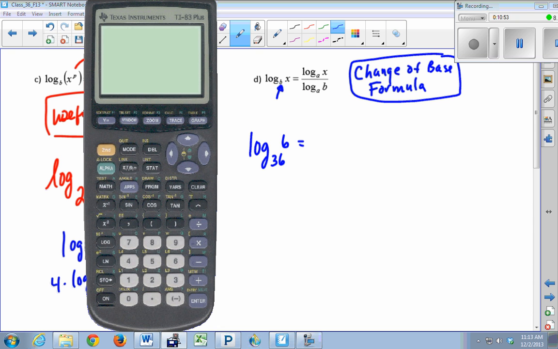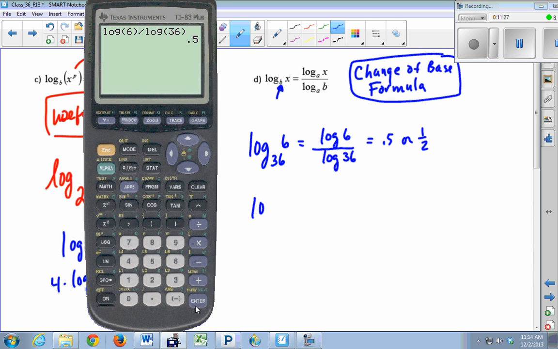So here, in this particular example, your base is 36. So let's use the common log. Let's find log of 6 and divide it by log of 36. Okay? Now we know what our answer is already. Our answer is supposed to come out to be 1/2 because we found that in Wednesday's class. So let's clear out our calculator here and say log of 6 divided by log of 36. There's your answer, 1/2.